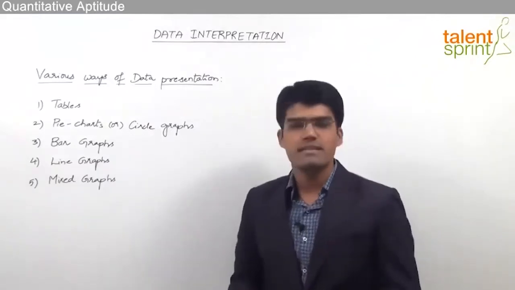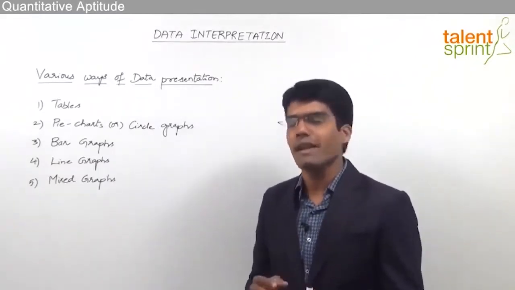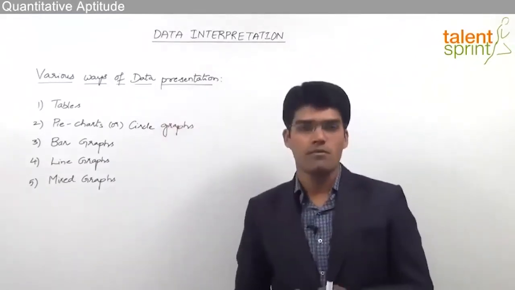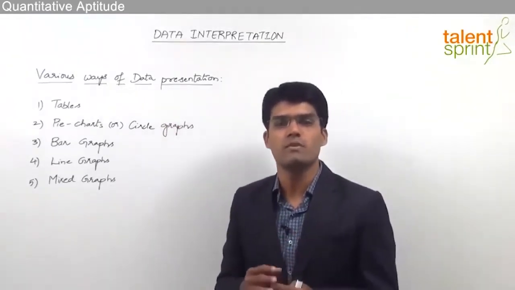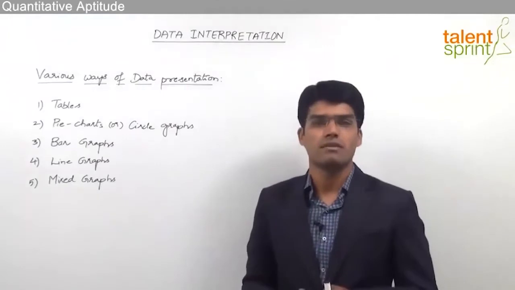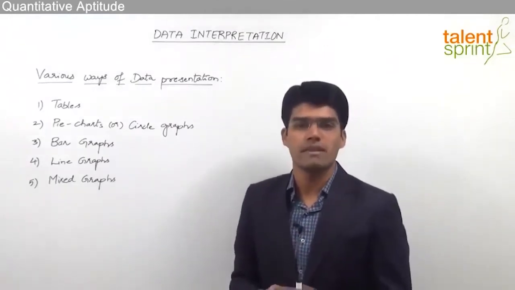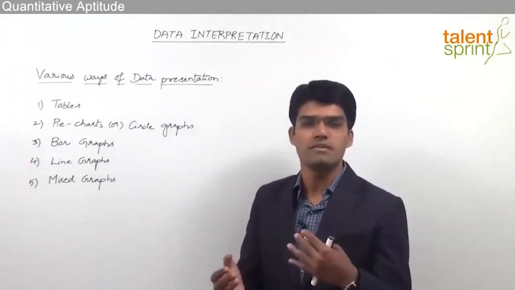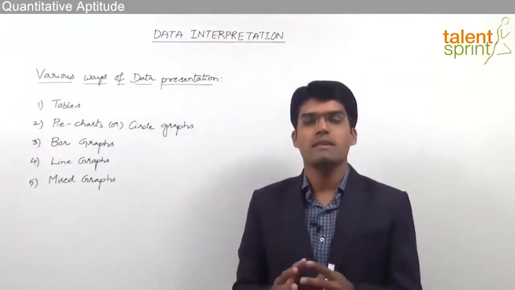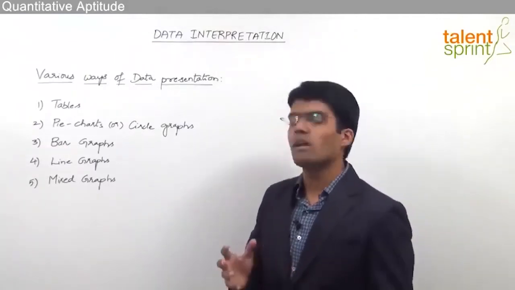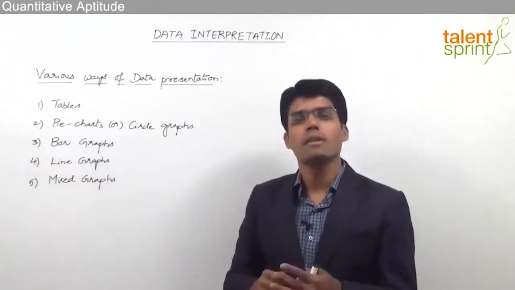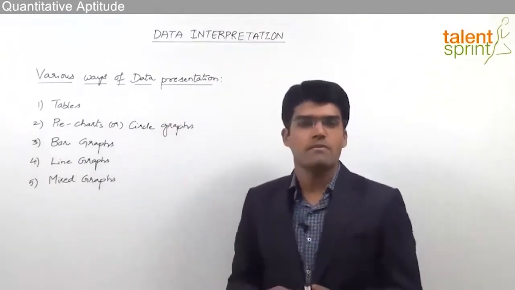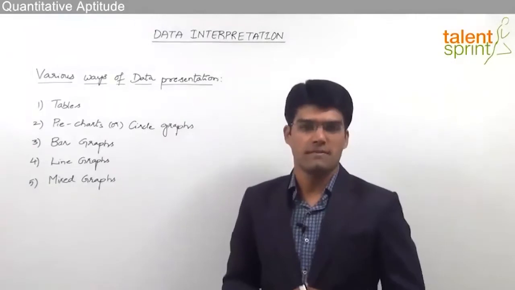And the last one, as you can see here, is mixed graph, which is nothing but a combination of any of the above 4. For example, in some cases, the information is given in terms of a table along with a line graph. So table shows some part of the information and a relevant information is given in the line graph. And in some cases, we find pie charts are given along with line graphs or bar graphs or tables. So any combination of the above 4 types of graphs or charts is called a mixed graph.